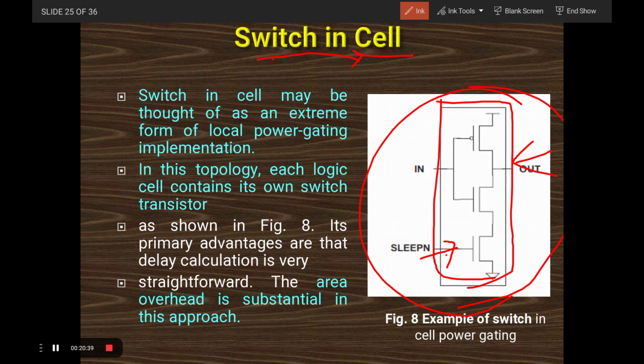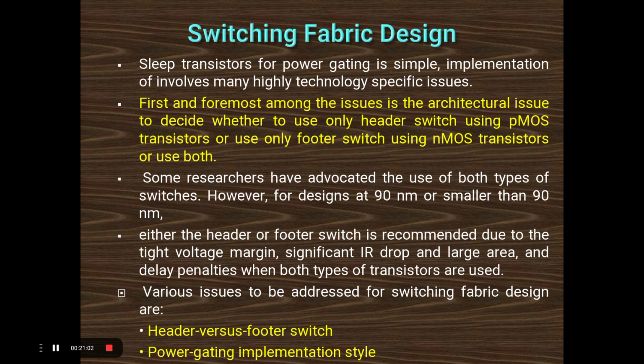But the drawback is that if you place the switch within the cell, obviously the size increases. Yes or no? If the cell size increases, the area increases. If the area increases, obviously different issues will arise. So that is one kind of limitation in the case of switch in cell, right? Next, move on to the next one.